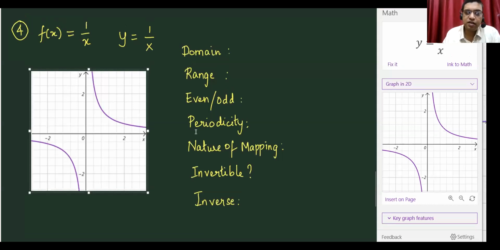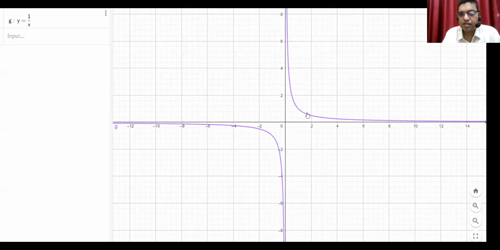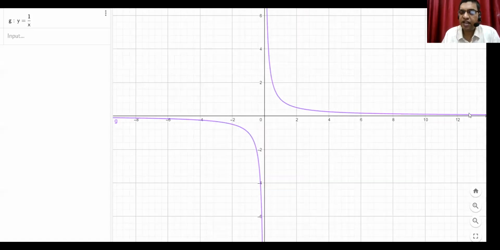So how does this graph look? It's a reciprocal. Greater the value of x, lesser will be the function value. As x keeps increasing, the value of 1 by x keeps decreasing, but it will never go negative as x is positive. 1 by x will not go negative, but it will keep going closer to 0. But it will never become 0.